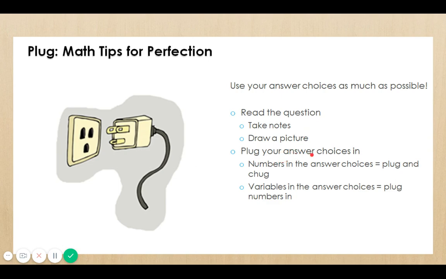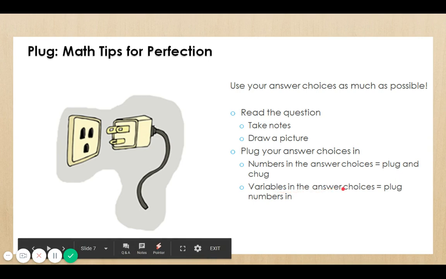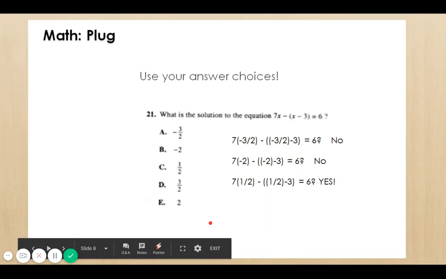Next, if you know how to solve the problem, go for it. But if you're stuck, that's when you look to your answer choices. And if you have numbers in your answer choices, you could plug them in. So you could plug and chug. If you have variables in the answer choices, I actually want you to pick a number to plug in. So let's look at an example of each.